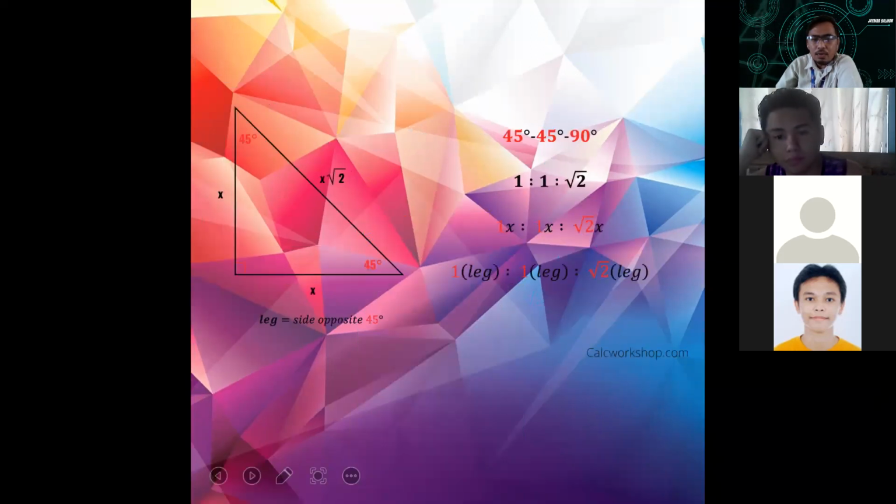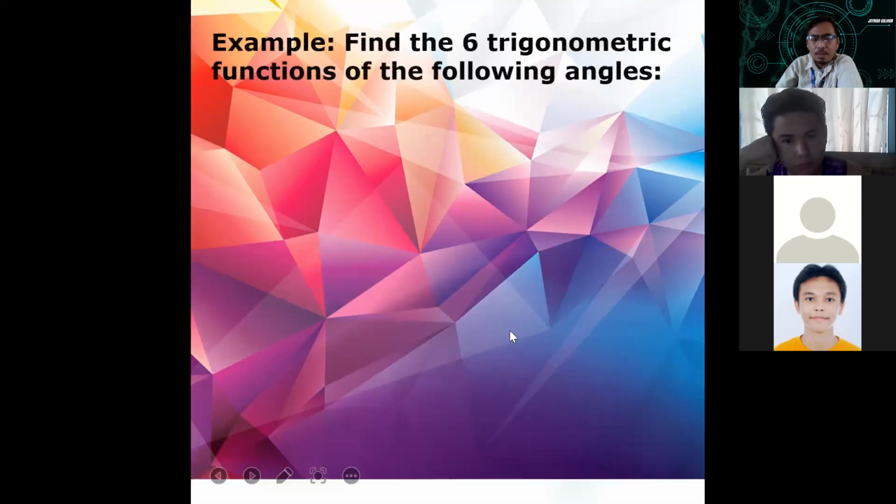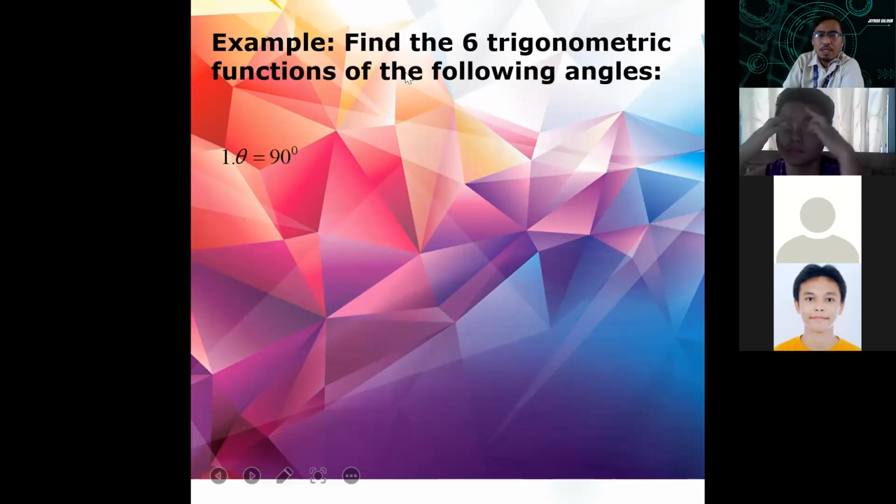Okay, no need for us to discuss this anymore. Let us have an example. Let us find the 6 trigonometric functions of the angle 90 degrees. Okay. Our 90 degrees.